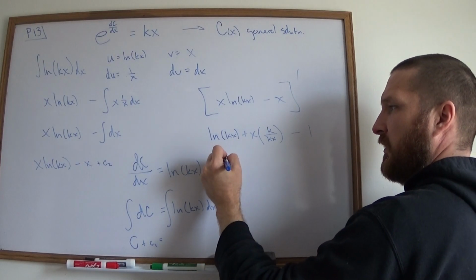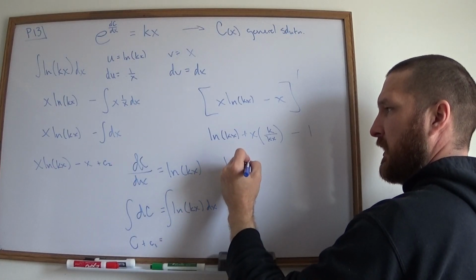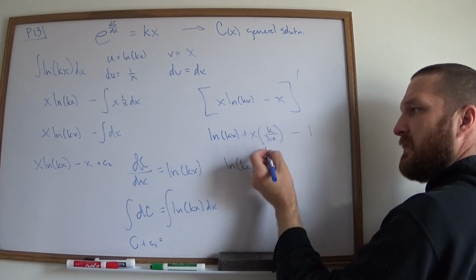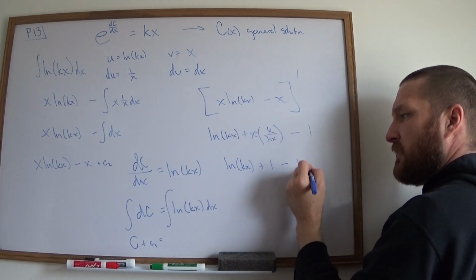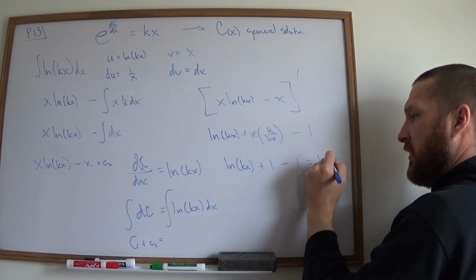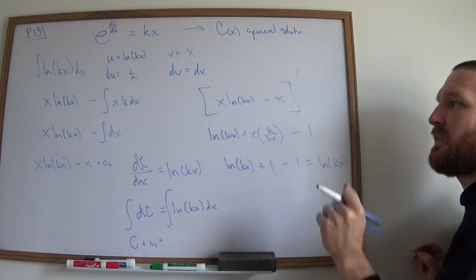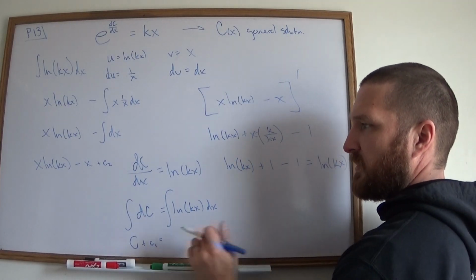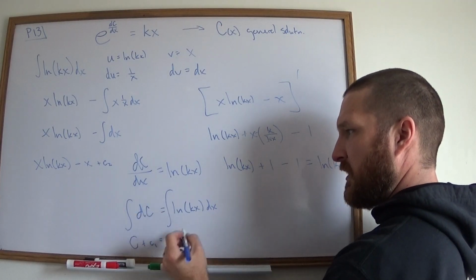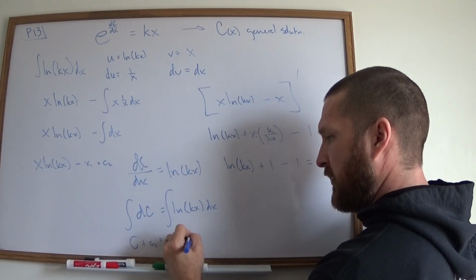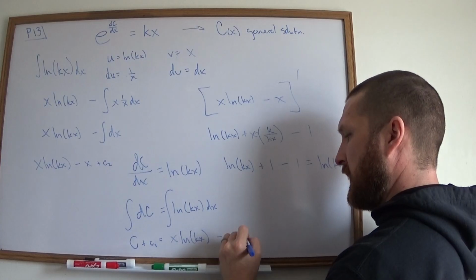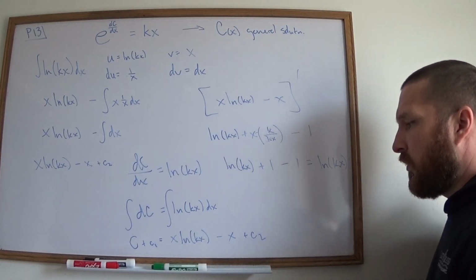So we have log kx plus xk over kx. Oh, look at that. That's nice. The k's cancel, the x's cancel. I have 1 minus 1, so it's just log kx. So that is indeed the antiderivative that we're looking for. And so this integral right here works out to be x log kx, whatever k happens to be, minus x plus c2. We're almost there.